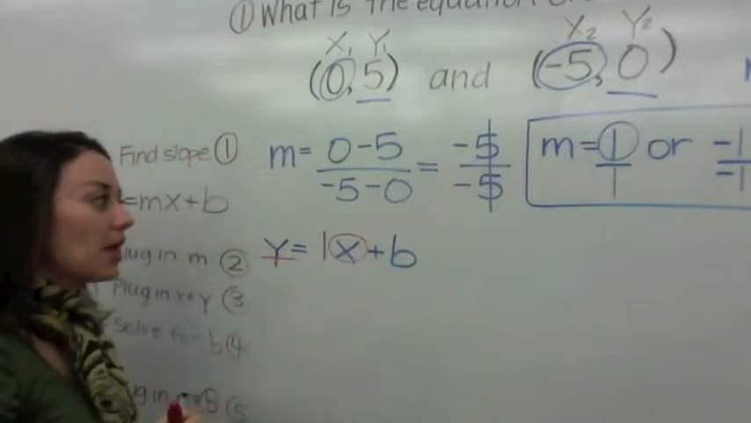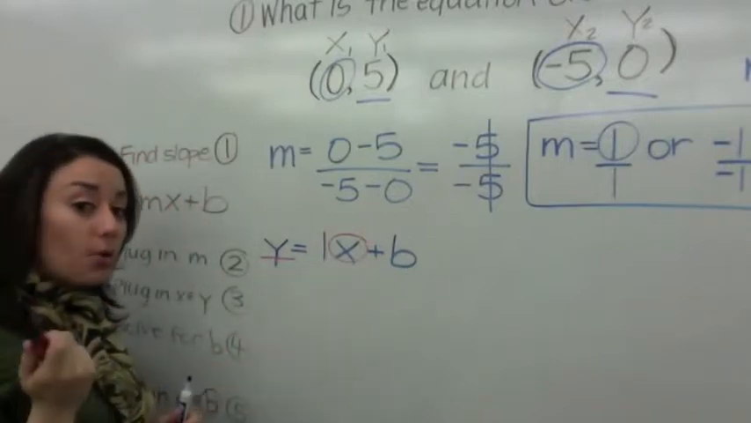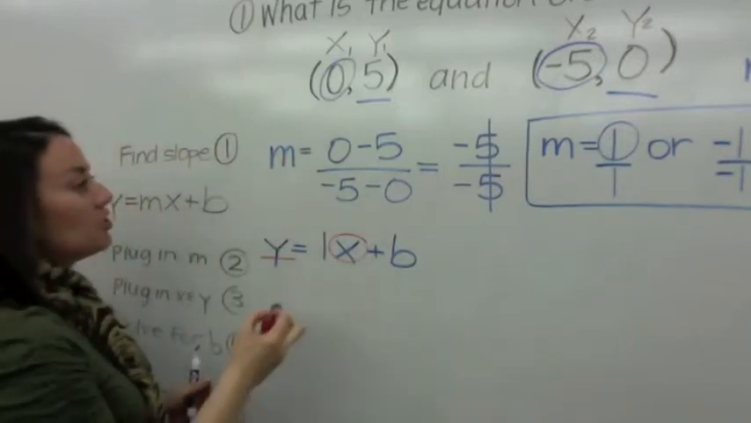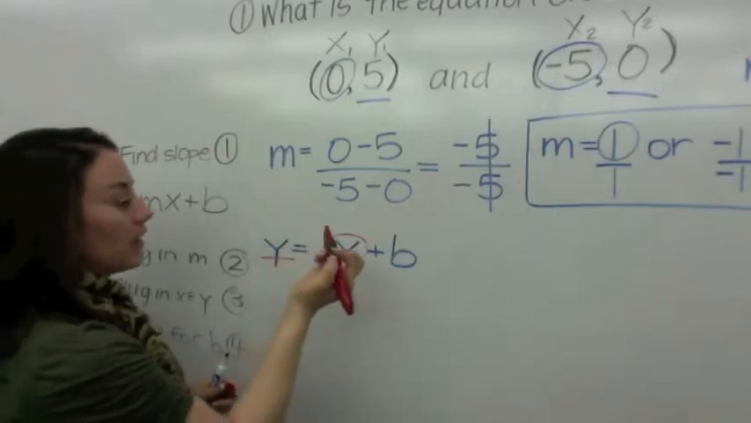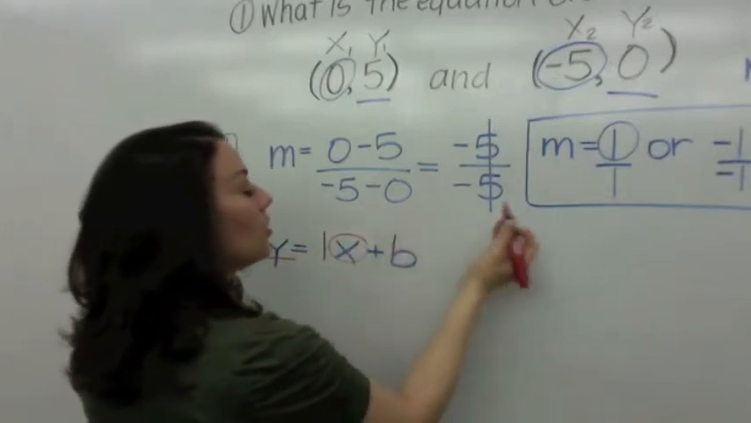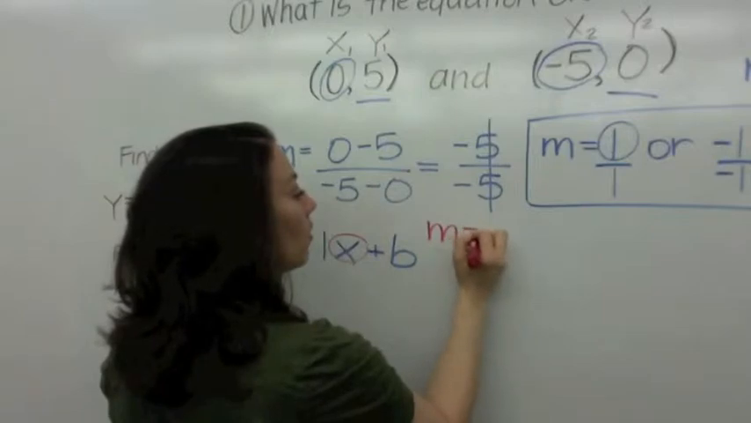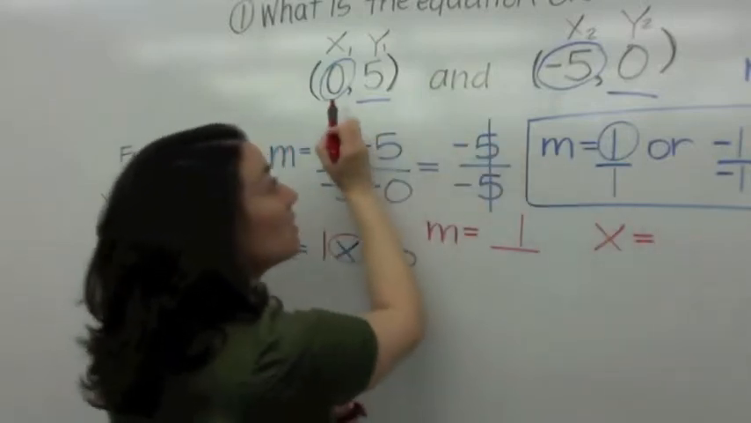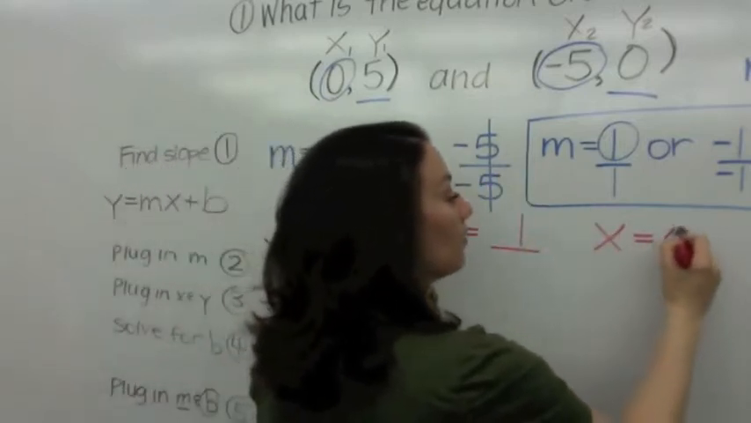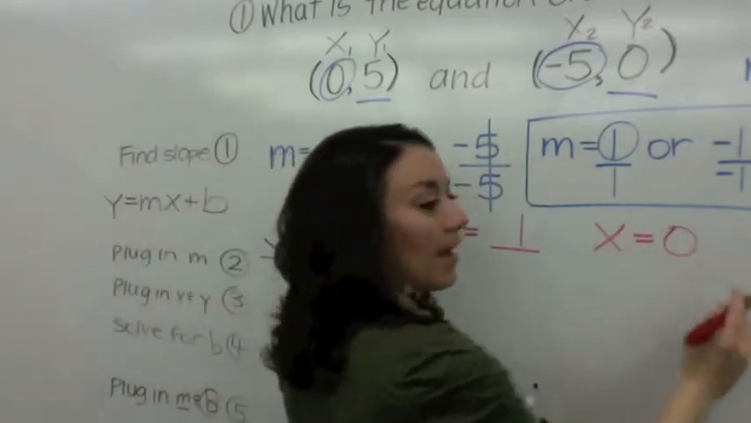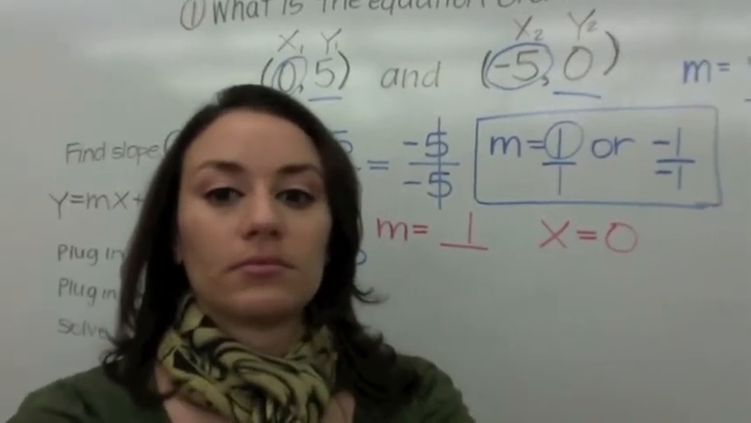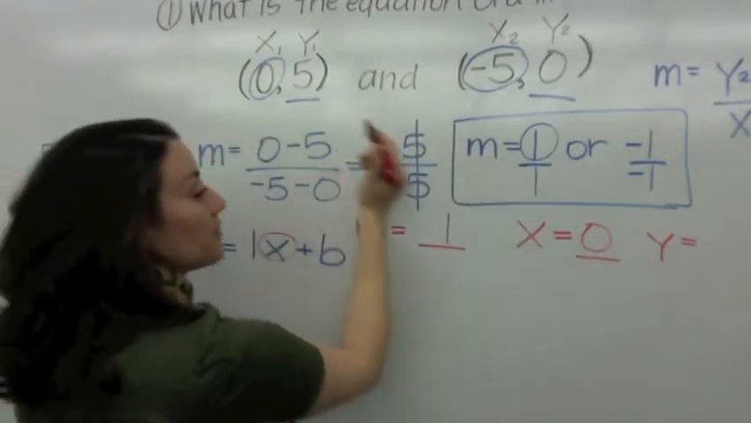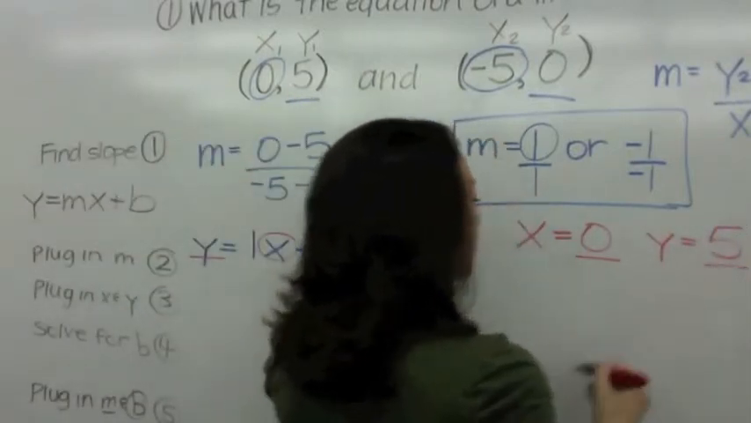So you're going to plug in x and y. And which point do you think I want you to choose? Which point? Ah, the first point. Always easiest to just pick the first point. So, oh, I forgot. Let's go ahead and label these, okay? So your slope is 1. Your x is 0. And your y is what? y is 5. Good job. So you can go ahead and put those in those blanks.